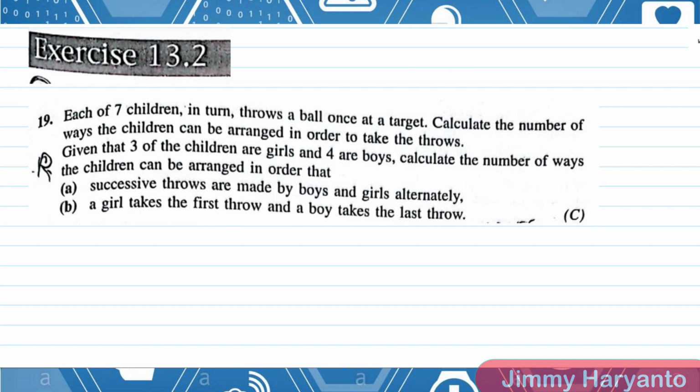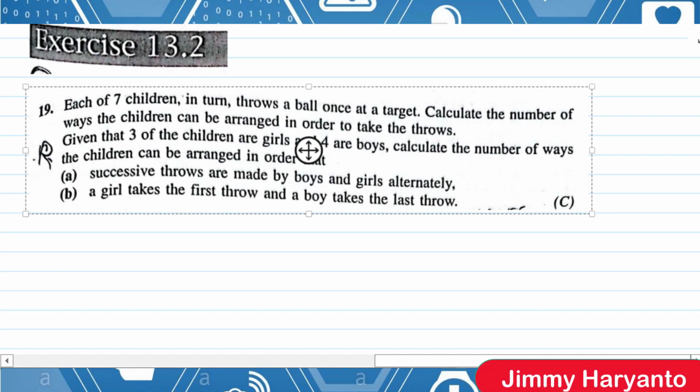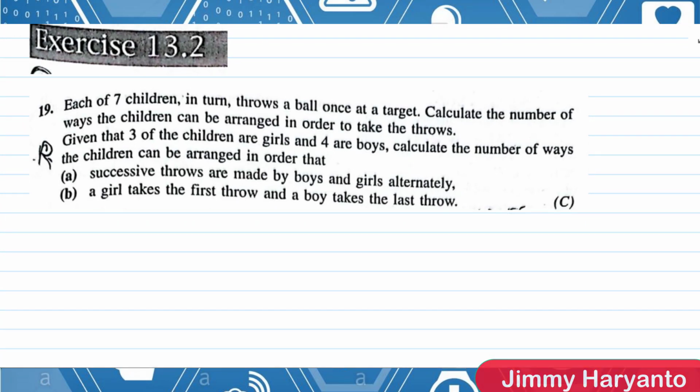Okay, next is 19. Each of 7 children in turn throws a ball once at a target. Calculate the number of ways the children can be arranged in order to take the throws. Yeah, so we have 7 children. That means we have to arrange 7 of them, 7 factorial. 7 factorial will be 5040 ways.